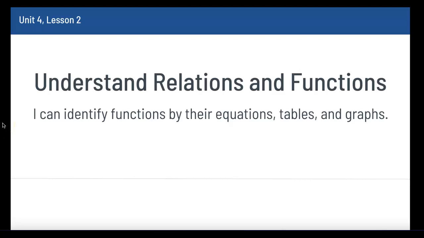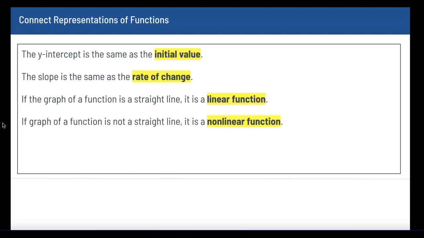Hey y'all, in this lesson we are looking at being able to understand relations and functions. We want to be able to identify functions by their equations, tables, and graphs. We have some key vocabulary.